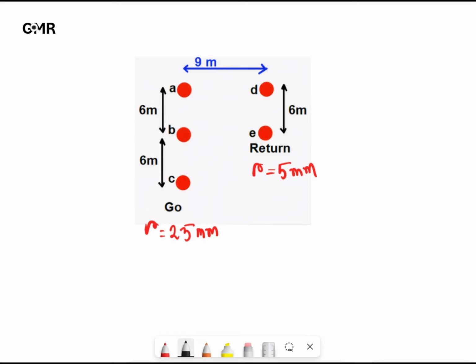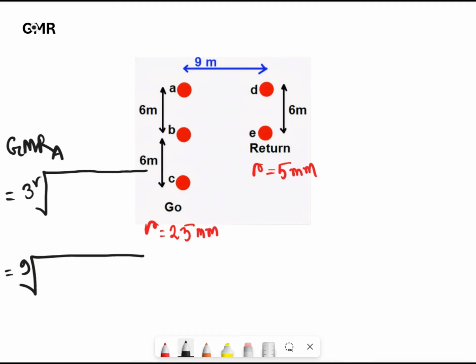Indeed, first of all, let's calculate GMR for a circuit. So the equation will be 3 square, because here are 3 cables, that's why, and 3 square means 9, so 9th root, and here will be 9 different distances, right?